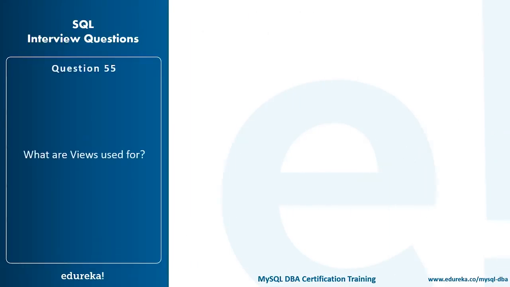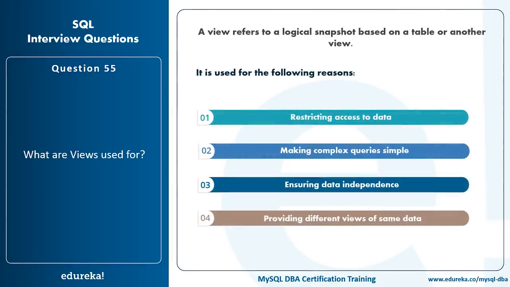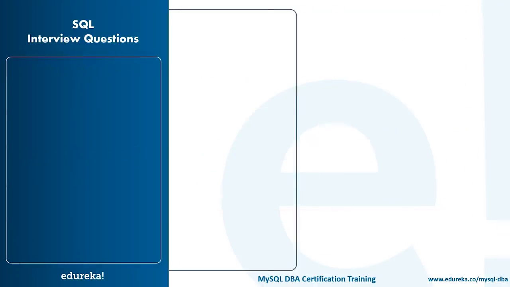Now let's move forward to the next question. What are views used for? Views, as I just explained, basically refer to a logical snapshot based on a table or on any other view. It is used for restricting the access to data, making complex queries simple, ensuring data independence, and also providing different views of the same data. So that's what views are used for.